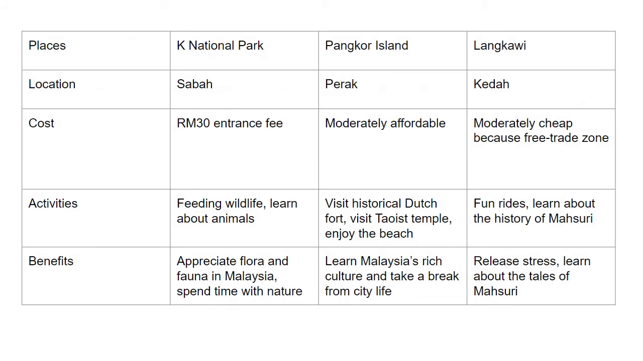Okay, so we got the places. Kinabalu National Park, Pangkor Island, Langkawi. What I have done, I have done the location, cost, activities, and benefits. Okay, we look at the location. Location Sabah, Perak, Kedah. Cost, I put moderately affordable, moderately cheap because free trade zone, zon perdagangan bebas, Langkawi ya.